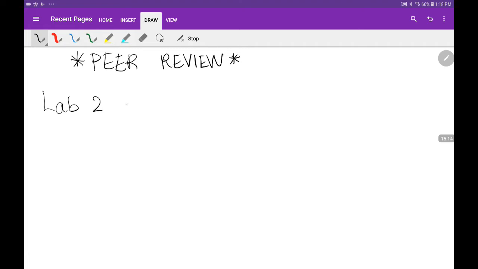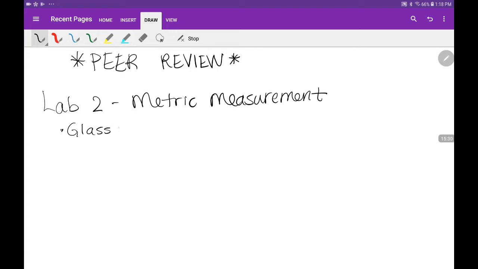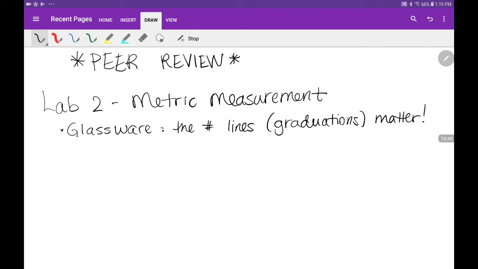Okay, so in lab two, that's metric measurement. In this lab, the goal is to look at the glassware and get yourself familiarized with the different limitations of the glassware. And I will say this, the number of lines, which are called graduations, really does matter. And that's going to be important when you take your skills test or when you're doing labs later on. Typically, the rule is if there are more lines, it is more precise and more accurate.